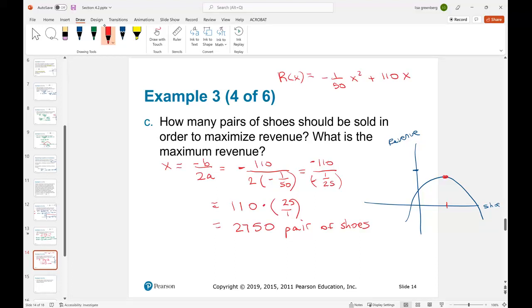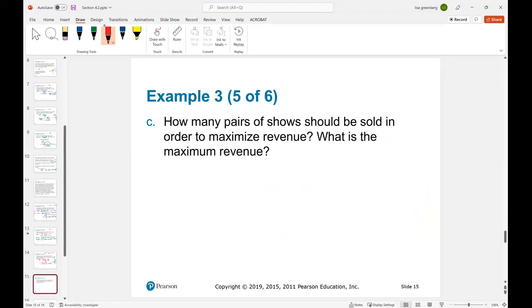Okay, so in order to maximize revenue, that means that's the perfect spot for me to bring in the most money. If I charge too much, then there's a lot of people that won't be able to buy those shoes. If I charge too little, then I could probably be losing money. So I want to find the exact right amount to maximize revenue. How many pairs? Oh, we already did this. Sorry. Is that B and C? No, I just have it here twice.